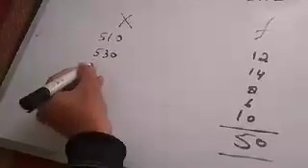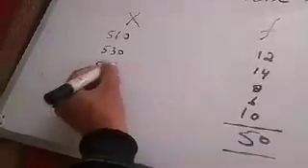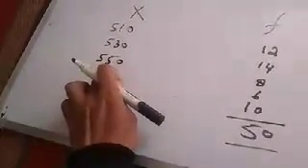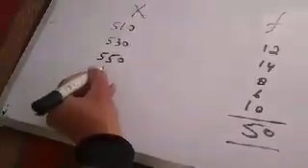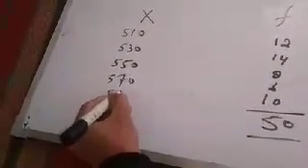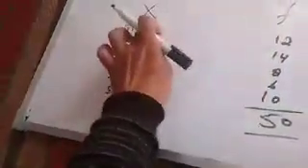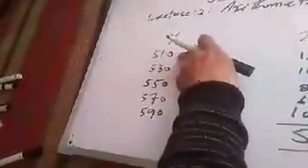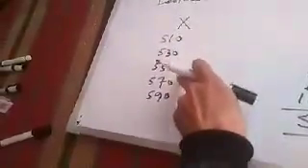530 plus 20, 550. Then 550 plus 20, 570. Then 570 plus 20, that means 590. So the mid values are 510, 530, 550, 570, 590.